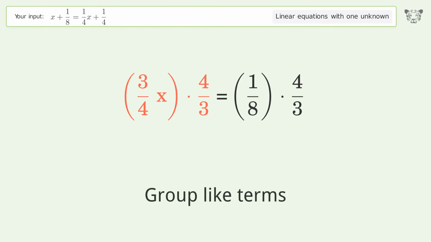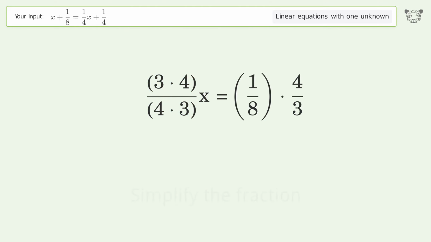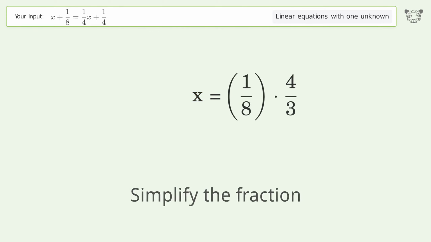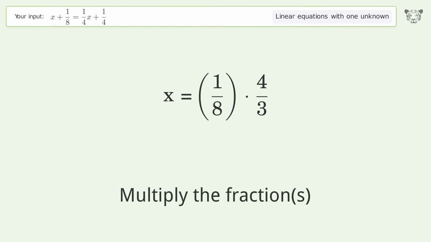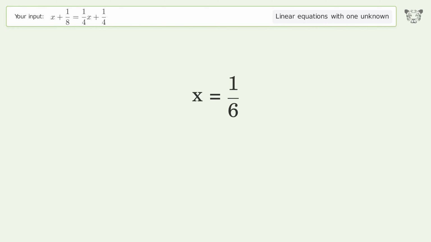Group like terms. Multiply the coefficients. Simplify the fraction. Multiply the fractions. Simplify the arithmetic. And so the final result is x equals 1 over 6.